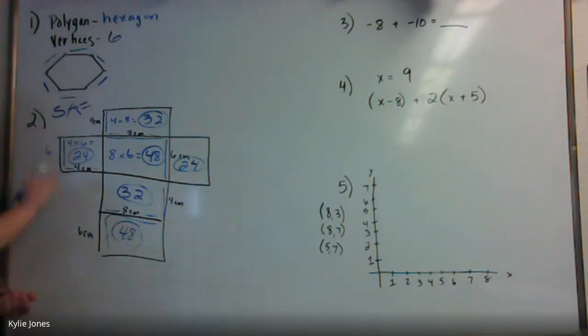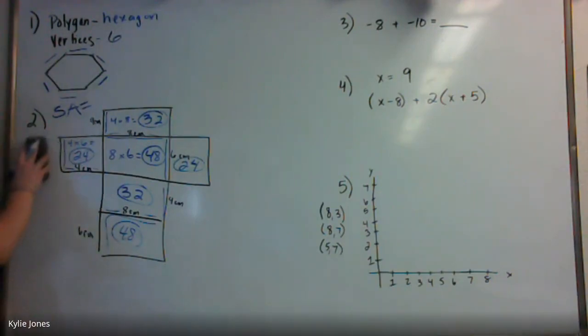So now that I have all of my areas, what do I do with them? You have to add all of them up. So we got 32, 24, 48, 24, 32, 48. Got to add all those up. I don't like adding like this, so I'm going to do it differently.